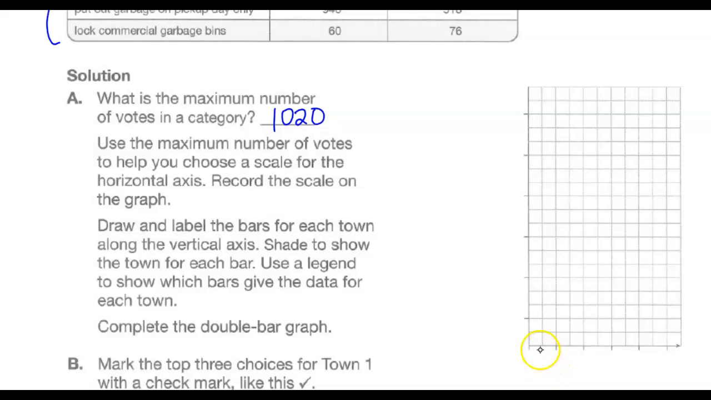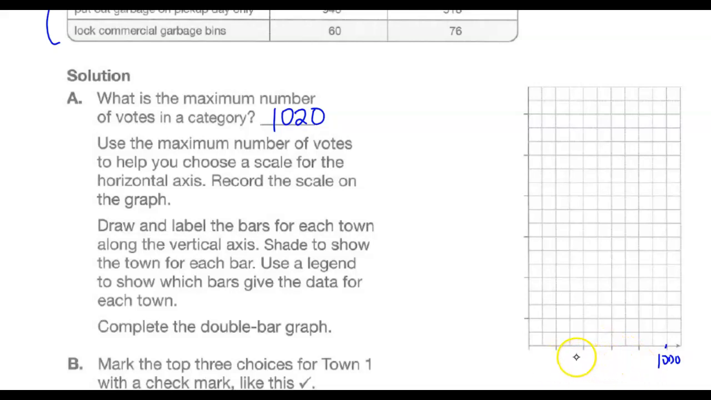So we have 1, 2, 3, 4, 5, 6, 7, 8, 9, 10, 11. So really 1,000, we could go to here quite easily, right? And so that would mean, I'm just going to erase those markings. So this I'll make as 1,000, and I have to write small.